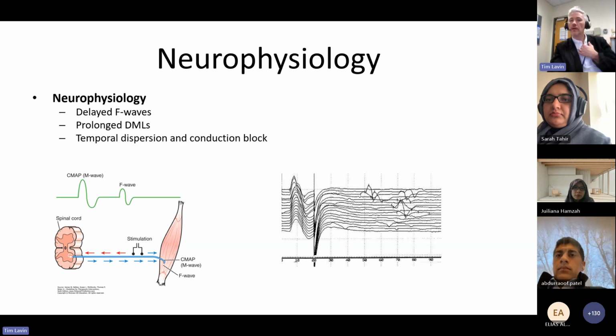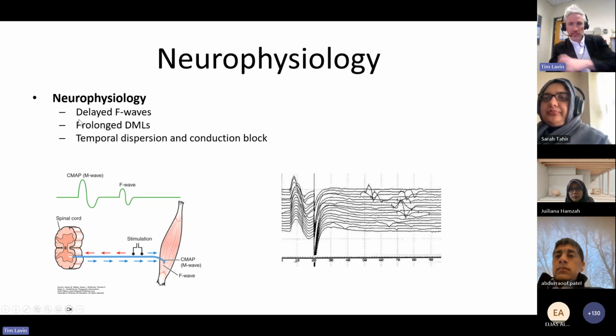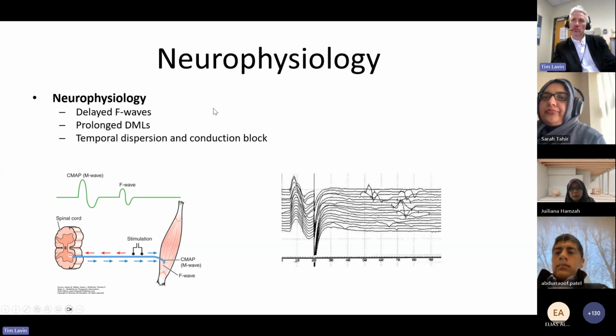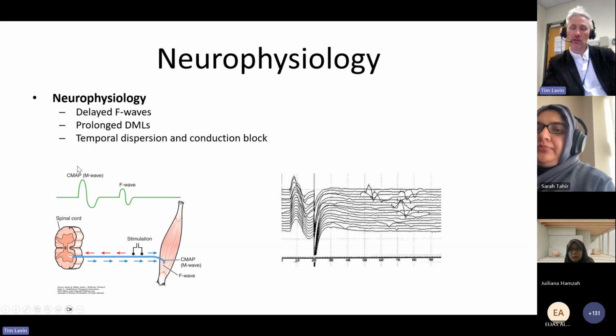So they may go on to have some neurophysiology, and I'm going to briefly comment on this. In this situation, we'd be doing neurophysiology maybe a few days later. And what we'd see is some delayed F waves, some prolonged distal motor latencies, temporal dispersion and conduction block. And this is very typical of a primary demyelinating process. So this would suggest that the problem is within the myelin sheath.